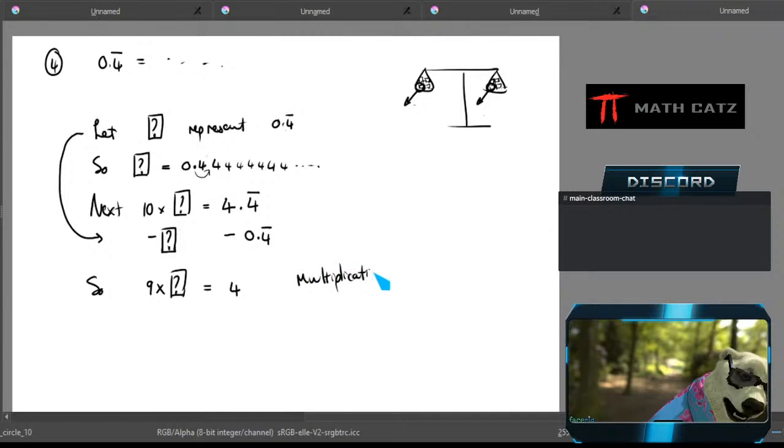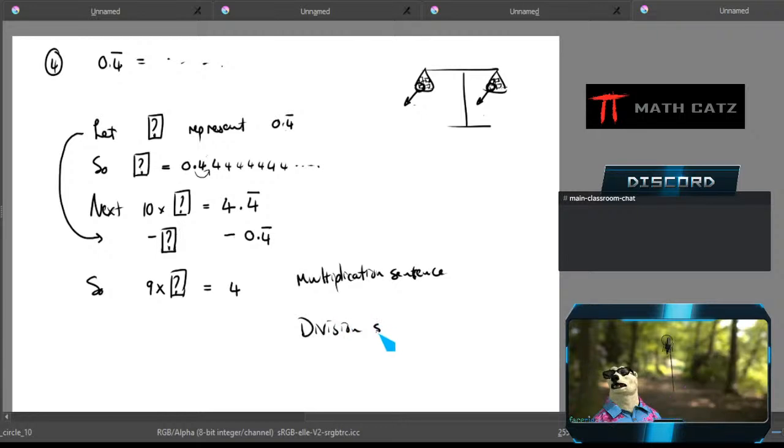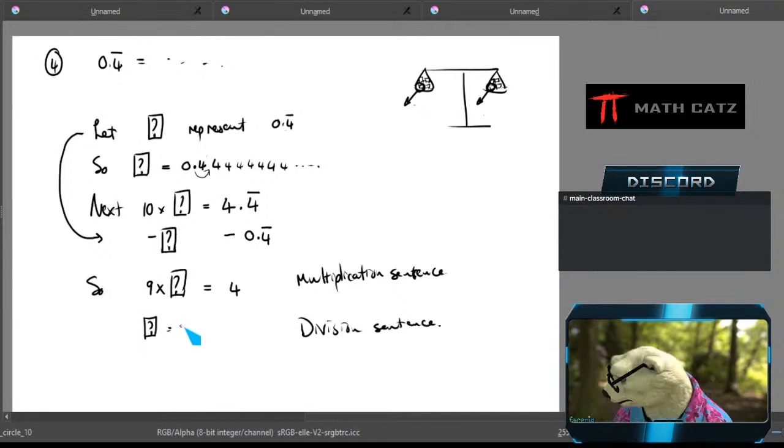Now again, a multiplication sentence that if we use numbers, that's not strange to anyone. There are 4 of them. I'm looking for a division sentence that corresponds to this, but of course, I like my question mark alone on one side. It's going to be 4 divided by 9.